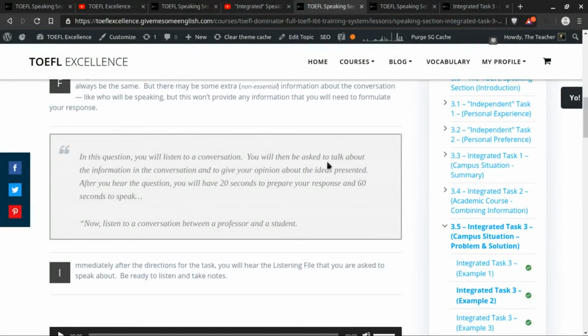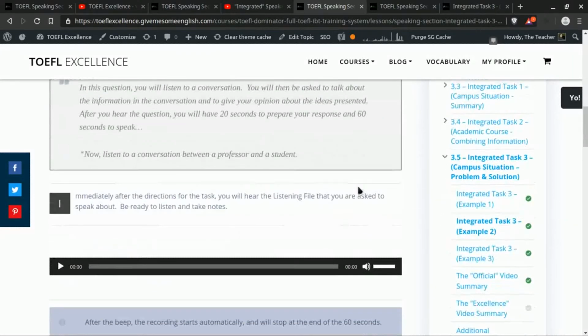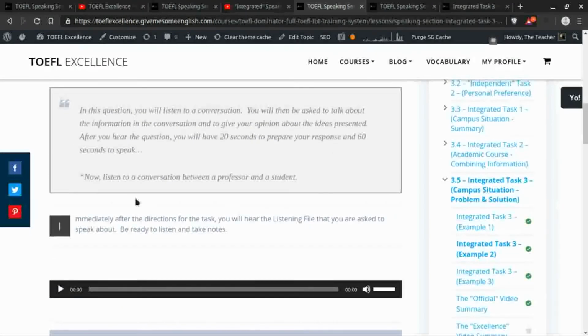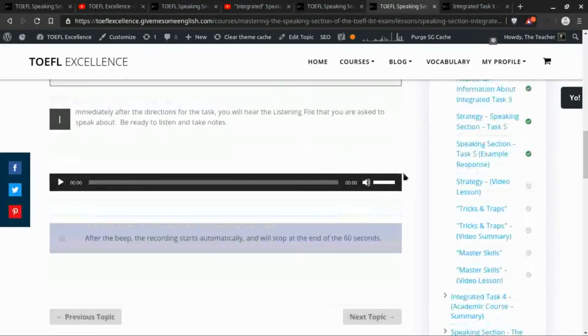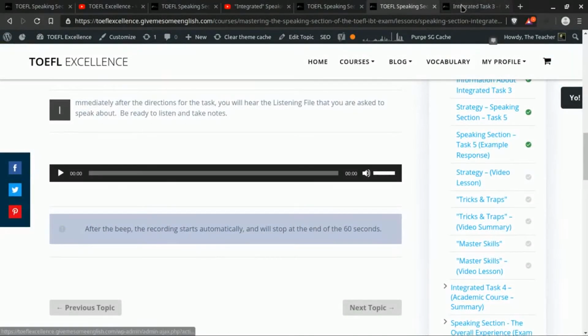So these types of directions that you're hearing through the headphones, if you already know what the directions are for the task, you can kind of blank those out. And this is another good time for you to take a few deep breaths and just relax before you actually listen to the audio file.